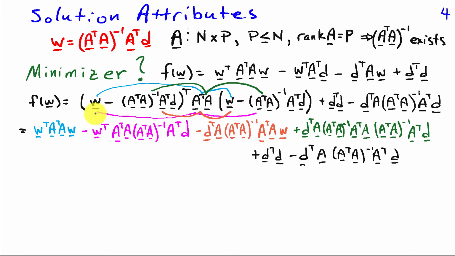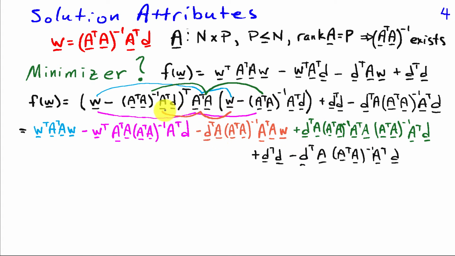Now let's do some of the other terms. The term in pink: if I take W transpose, then multiply times A transpose A, and then on the right times (A transpose A) inverse A transpose D, that gives us this expression in pink down here. The orange term, ((A transpose A) inverse A transpose D) quantity transpose times A transpose A times W, is going to give us this term that I've written in orange below.